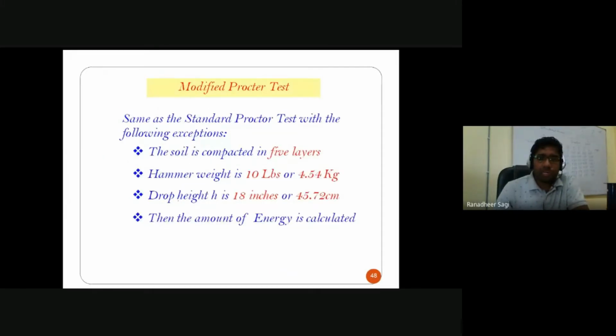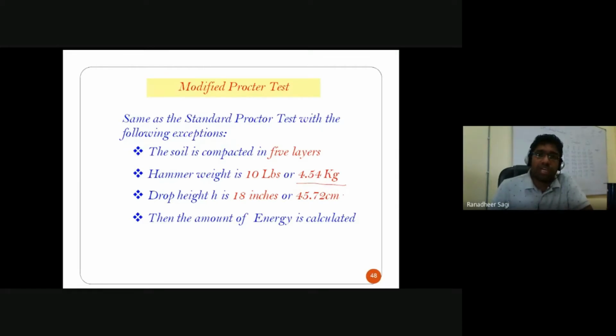The modified Proctor test procedure is the same. How the test is conducted, everything is the same as the standard Proctor test, but with certain changes in the standard specifications. In the standard Proctor test, the weight of the rammer or hammer used for compaction in the mold is 2.5 kg, whereas in the modified Proctor test, the rammer weight is 4.5 kg.